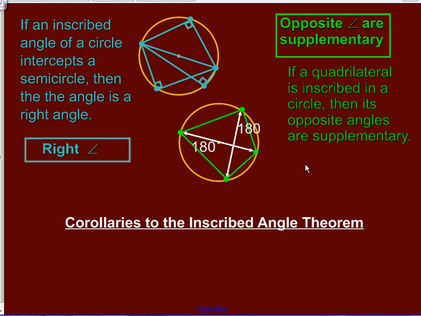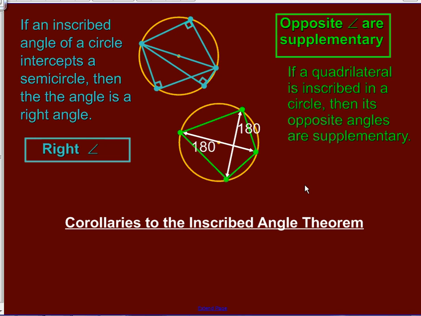Okay? We also can go the opposite way. We can say opposite angles are supplementary. So if you see down here, you can kind of see a kite that's being created from my chords. This angle and this angle added together equal 180, or are supplementary.